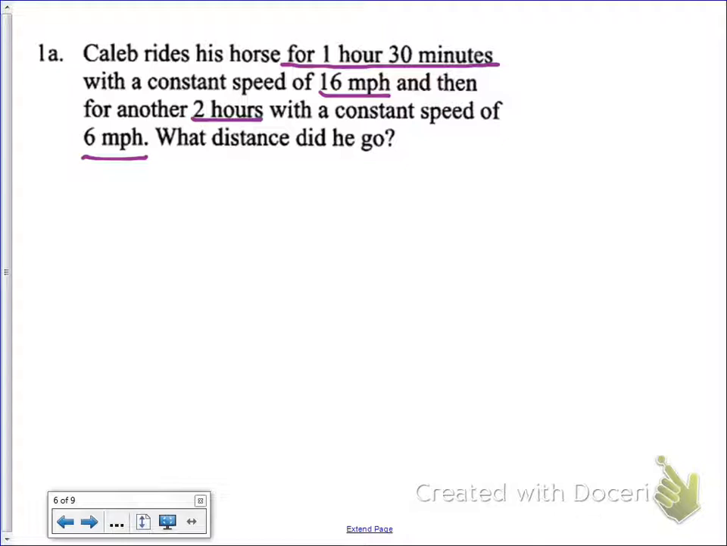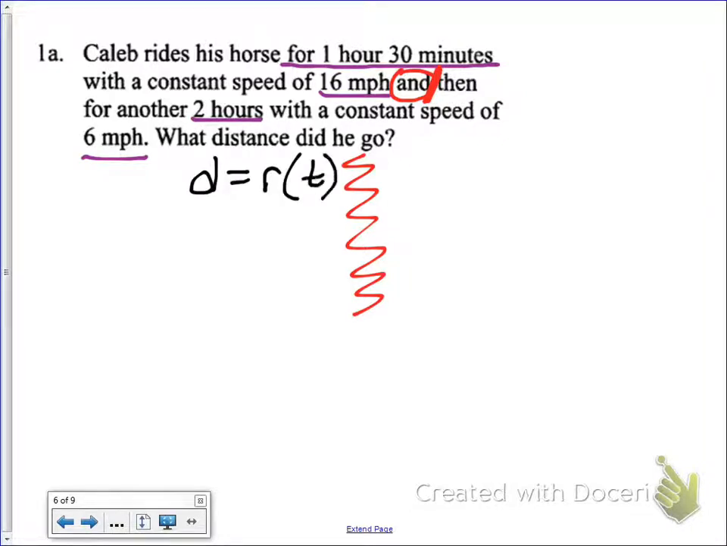But in order to find the proper distance, we have to make this two different problems. We actually have to find the distance he covered going 16 miles per hour first. Then we have to find the distance he goes at 6 miles per hour. So see the word "and" here? That's where I'm going to break this into two different equations. I'm going to put a line here in the middle. So I need to make two different equations. Again, distance equals rate times time, and we'll put d, r, and t over here. And we'll just solve this side right now.